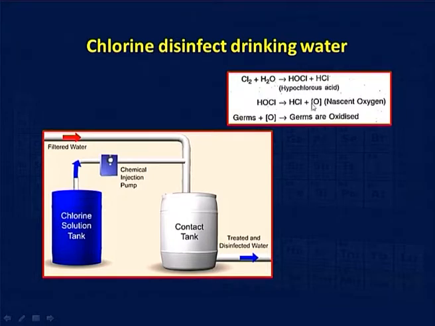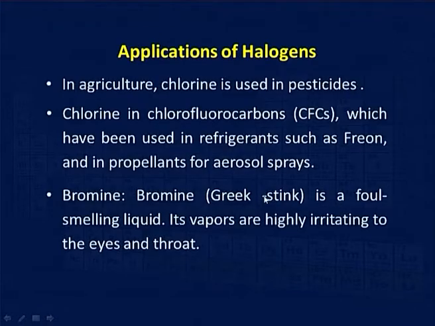So, this is the three-way action of bleaching powder. Firstly, bleaching powder forms chlorine, and then chlorine forms hypochlorous acid and nascent oxygen, and that is the way purification of water takes place. In agriculture, chlorine is used in pesticides. Chlorine is used in chlorofluorocarbons, which have been used in refrigerants such as freon and as propellants for aerosol sprays.